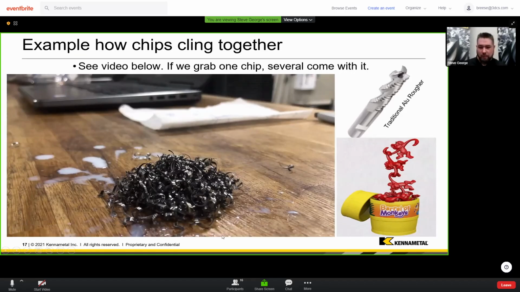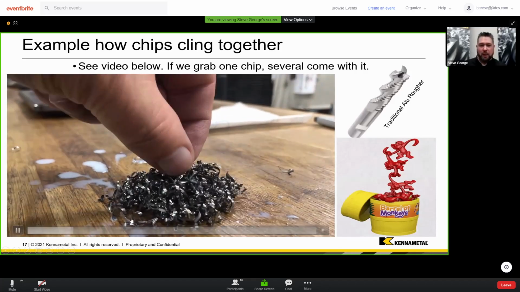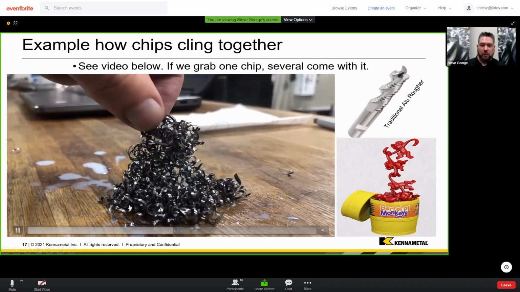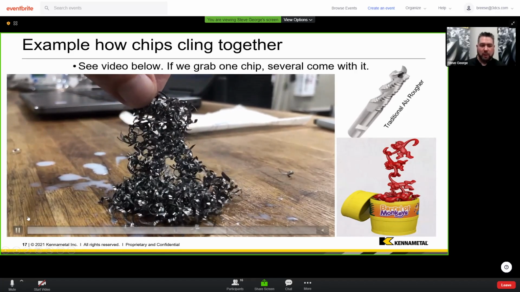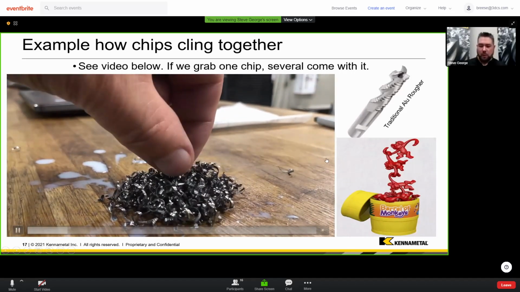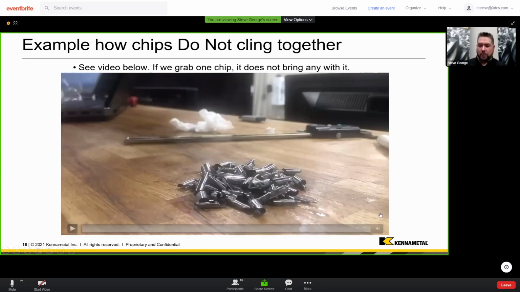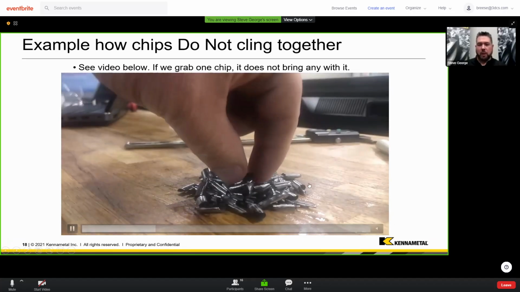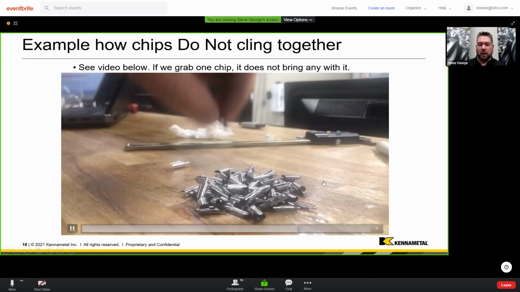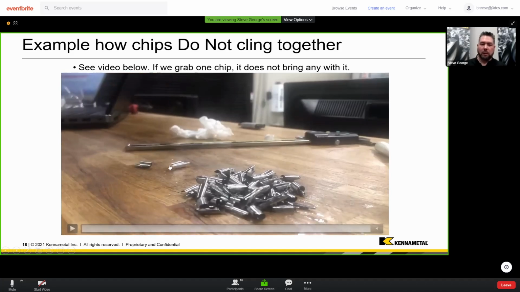I'll just play this very quickly here, just so you have some idea. As I pick these chips up, they tend to stick together, and that's a bit of a chip removal nightmare, versus if I pick up the same type of cut, but made with a tool that we've specifically designed for dynamic milling. Just a much easier situation to handle.